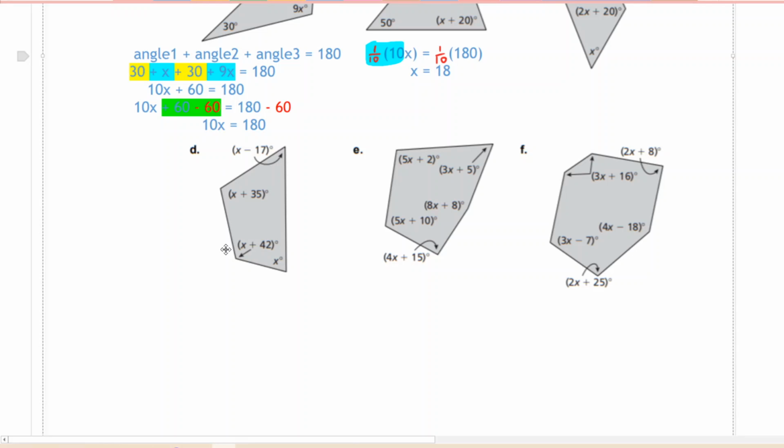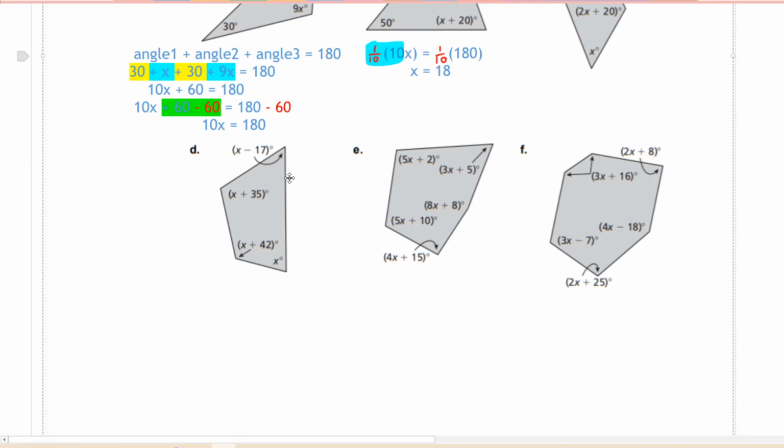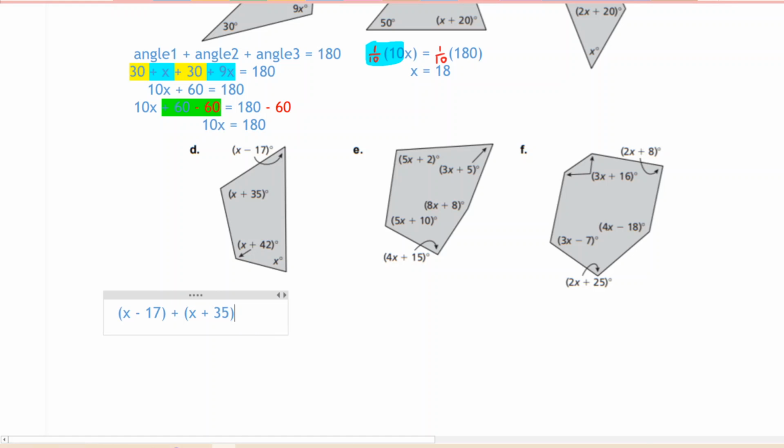Now we have 1, 2, 3, 4 angles, and my cheat sheet over here says that the quadrilateral adds up to 360. So if I add all of these angles together, I should get 360. So let's put them all together. The first one is x minus 17. The second angle is x plus 35. That next angle is x plus 42. And the last angle there is just x. That's going to add up to 360.